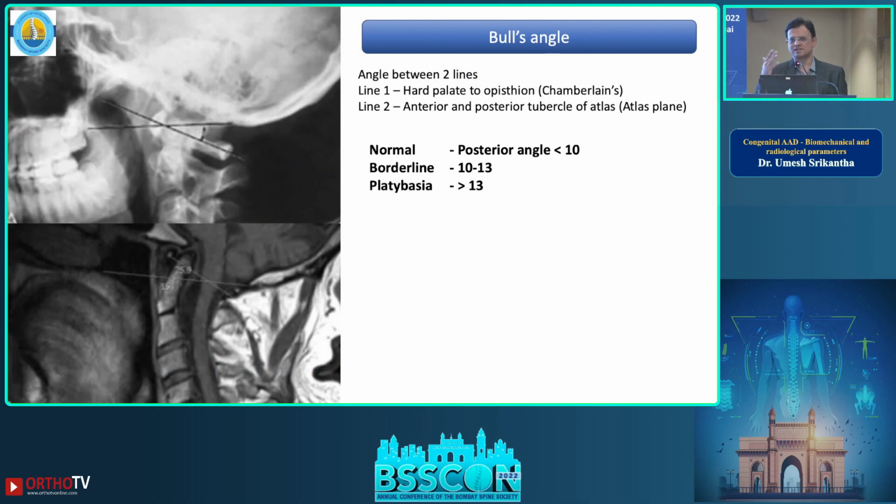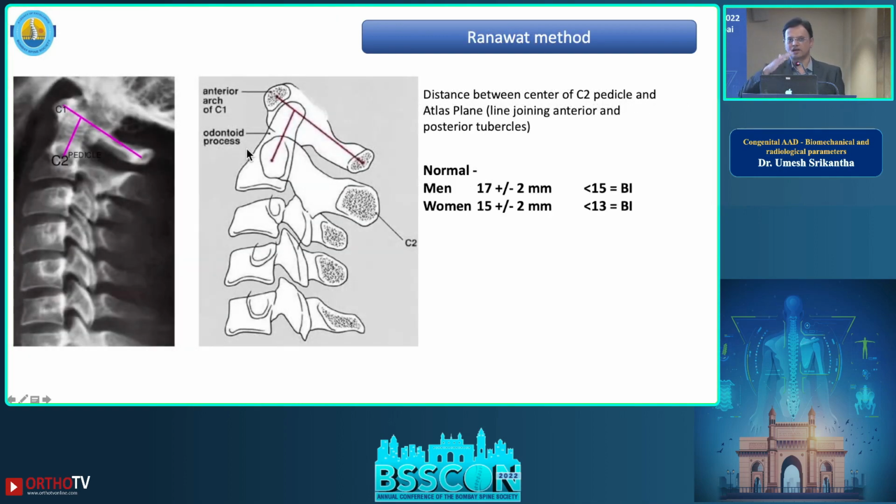Bull's angle is basically an indirect measure. It is usually an angle drawn between the Chamberlain's line and the plane of the atlas. The impression is that whenever there is a retroverted axis, the atlas also goes back, so this posterior angle observed between the Chamberlain's line and the plane of the axis increases. If it is more than 13, again it suggests platybasia because of the inclination of the clivus.